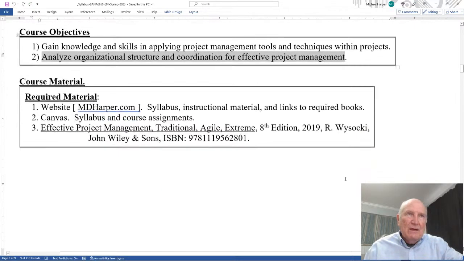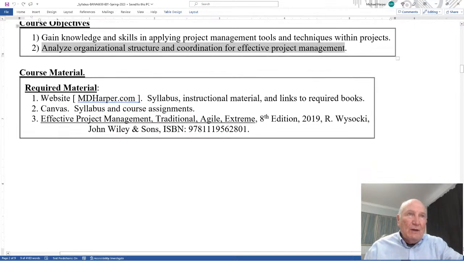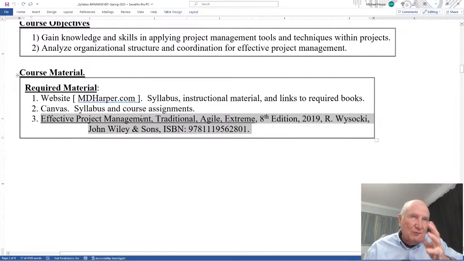The material, the website is required, and also mdharper.com. The syllabus instructional material links to the required books. Canvas, and there's where you will download the homework and upload the homework, which we'll talk about in a minute. Effective project management, traditional, and there's the textbook, and we'll use this.